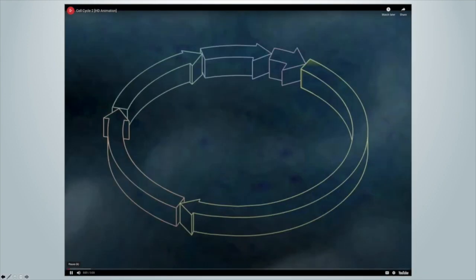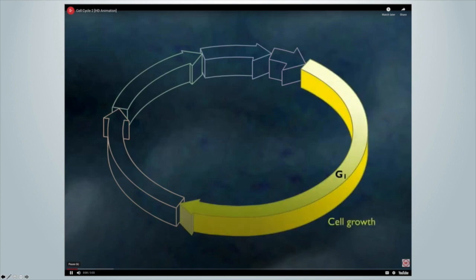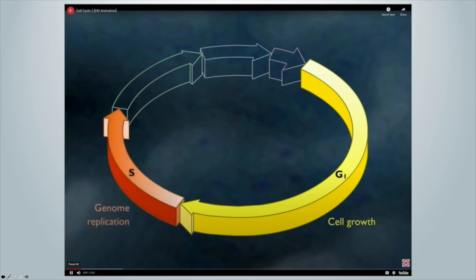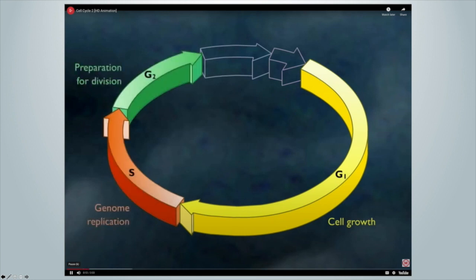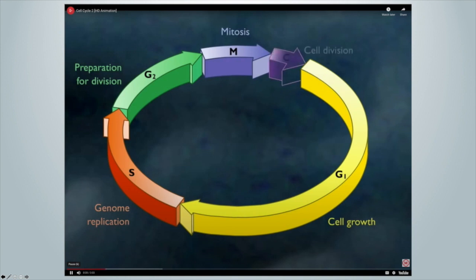Cell growth and division are divided into phases. Cells grow during the G1 phase, and the genome replicates during the S phase. During the G2 phase, cells continue to grow and prepare for cell division. During the M phase, mitosis occurs. Cytokinesis, C, is the phase when the cytoplasm divides, creating two daughter cells.